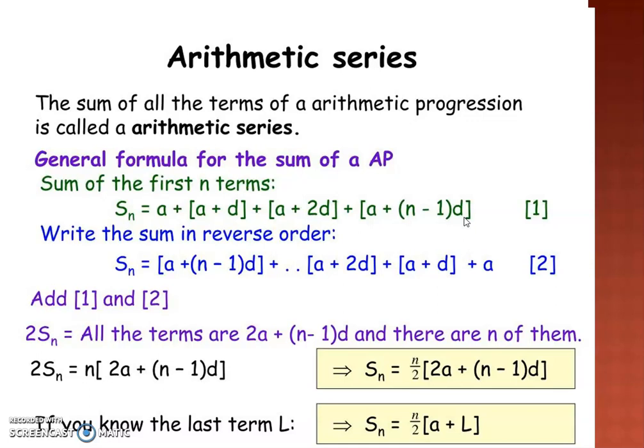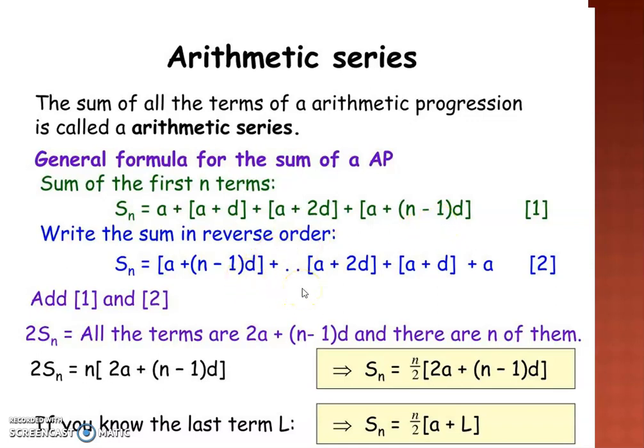So a is the first term, the second term is a plus d, the third term is a plus 2d, and so on up to a plus (n minus 1)d. That is the nth term. So the addition of all these will give you Sn, the sum of n terms.